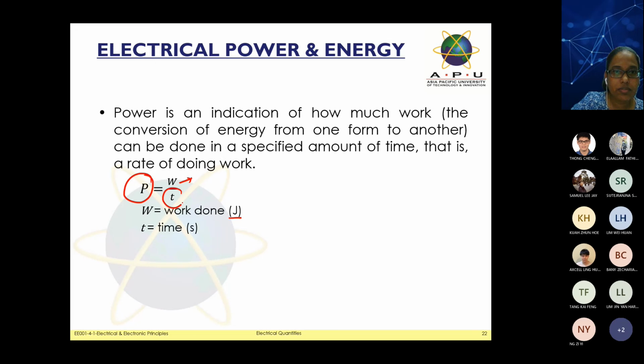The next one is defined based on time. It's the same way you defined the current. If you remember, the current is defined based on the charge, Q over T. It's the same concept when it comes to the power equations. Just jot down, write down the equations.